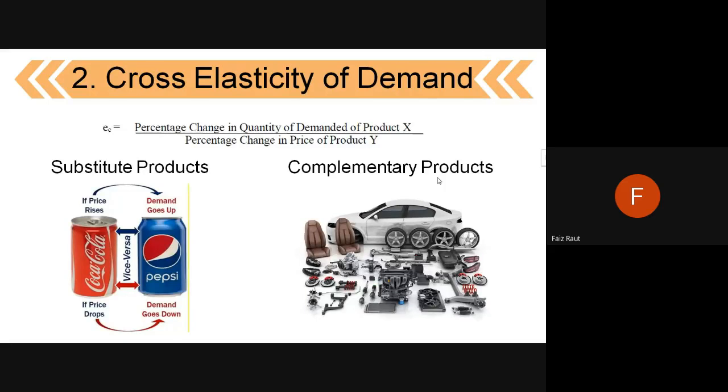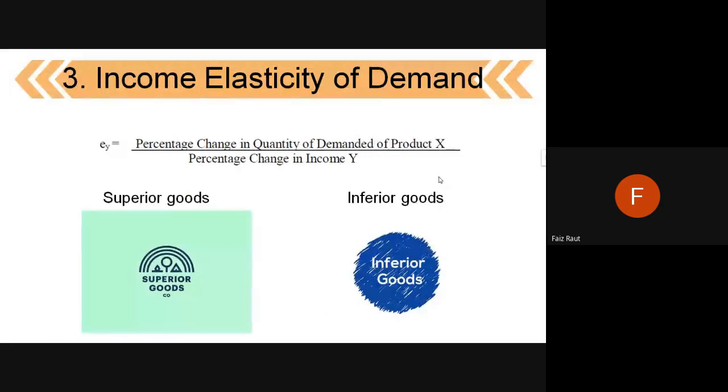Next, income elasticity. Income elasticity is the percentage change in the quantity demanded of product X over the percentage change in income. That means as and when a person gets income, he will have more money to spare. If he has more money to spare, he will go out and buy more products for himself.